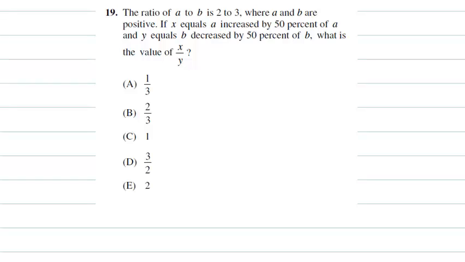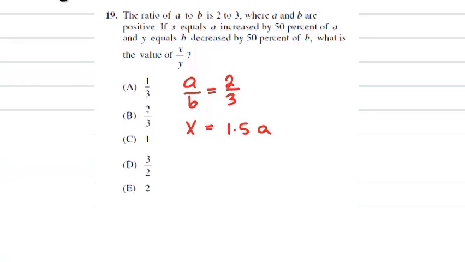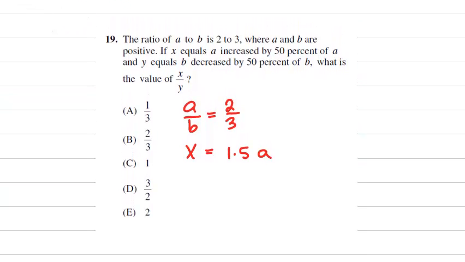Here's a problem from College Board's 2001 test. The ratio of A to B is 2 to 3, where A and B are positive. X equals A increased by 50%. Now 1.5a is A increased by 50% because the 1 signifies 100% and the 0.5 is the increase of 50%.